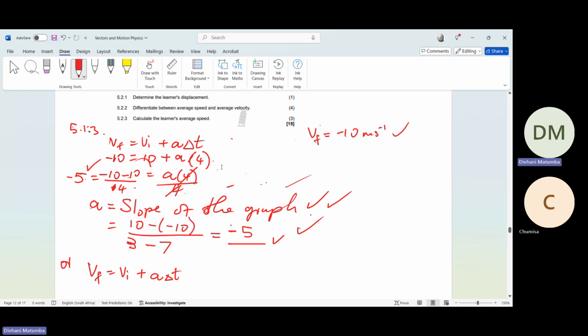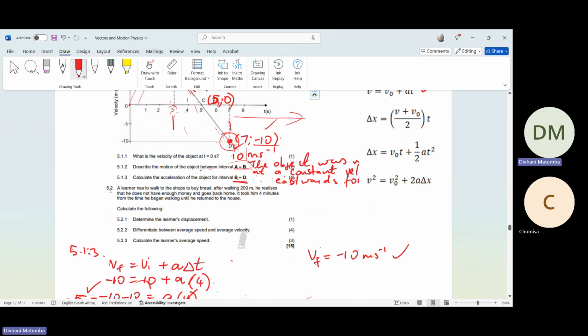Yes, sir. Okay, perfect. Now, let us do question 5.2. Elena has to walk to the shops to buy bread. After walking 200 meters, he realizes that he does not have enough money. He goes back home. It took him 4 minutes from the time he began walking until he returned to the house. They're saying determine the learner's displacement.